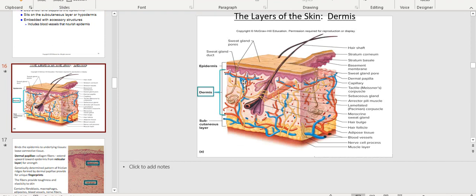Just another shot here. Here's your dermis. You can see what's going on here. There is lots going on.